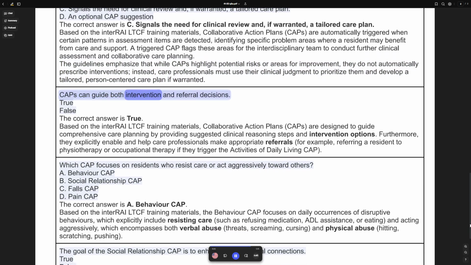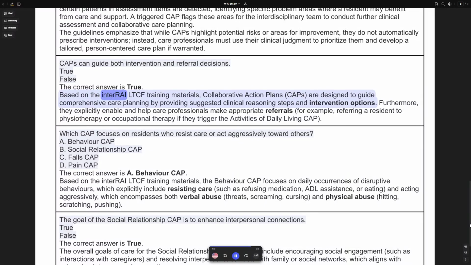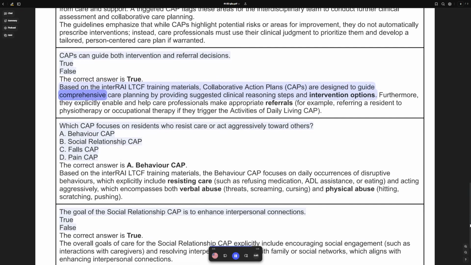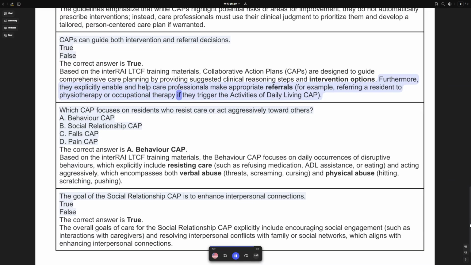CAPs can guide both intervention and referral decisions. True or false? The correct answer is true. Based on the interRAI LTCF training materials, collaborative action plans, CAPs, are designed to guide comprehensive care planning by providing suggested clinical reasoning steps and intervention options. Furthermore, they explicitly enable and help care professionals make appropriate referrals, for example, referring a resident to physiotherapy or occupational therapy if they trigger the activities of daily living CAP.